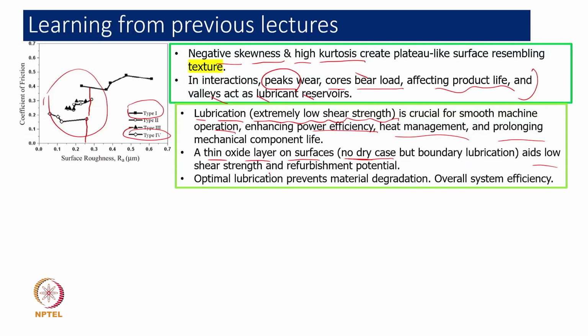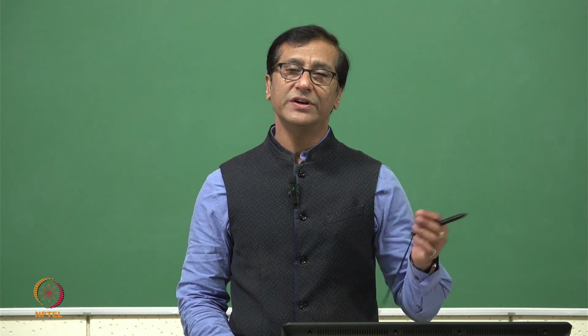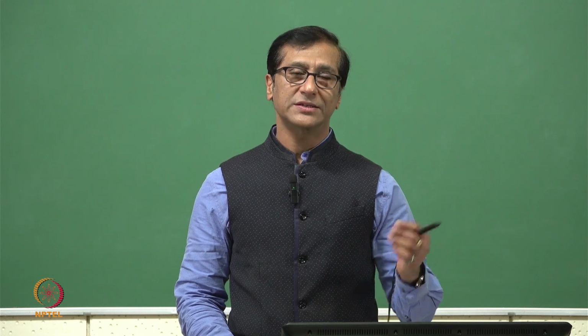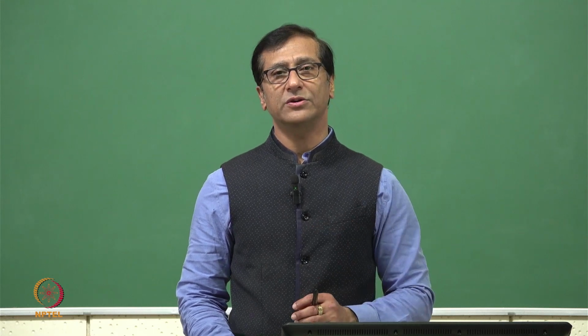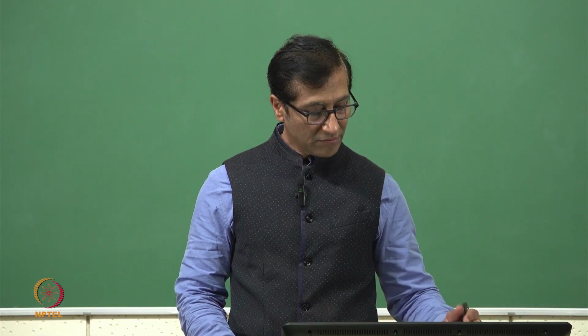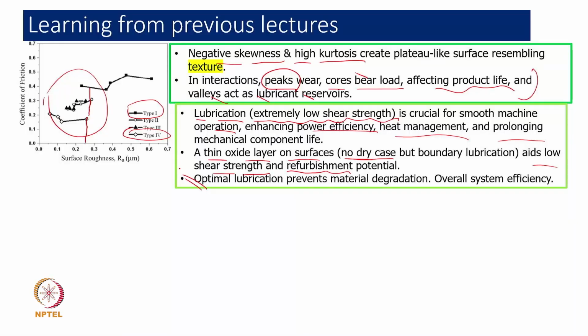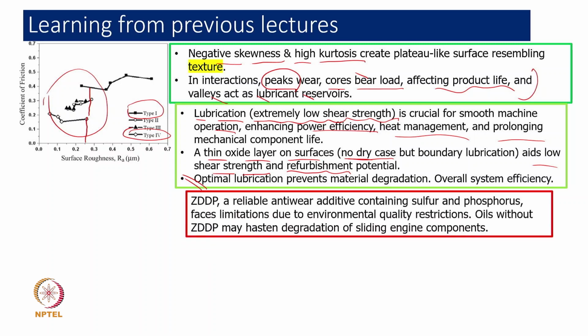Not only this, if that lubricant layer is sheared away or removed, it also has a tendency to refurbish on its own. So nature is helping us in the way the material gets some sort of coating, and if it is worn out, there is some time delay, and then again the coating will be refurbished. It is always possible to go ahead with optimal lubrication. We can develop an algorithm which will minimize the material degradation, and overall increase the system efficiency, and that's very important.